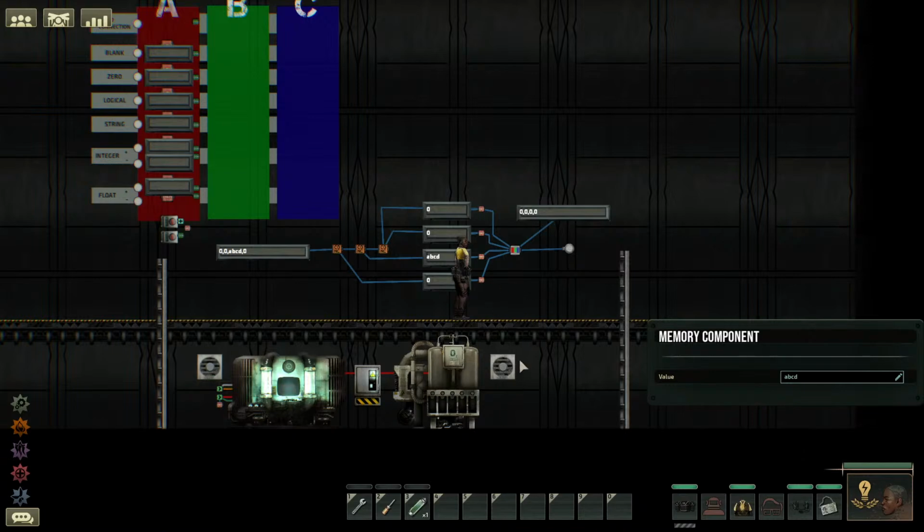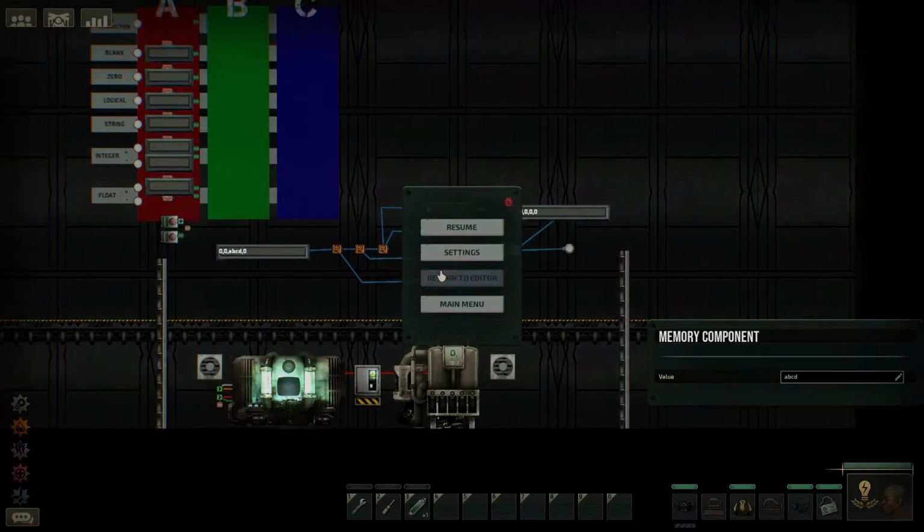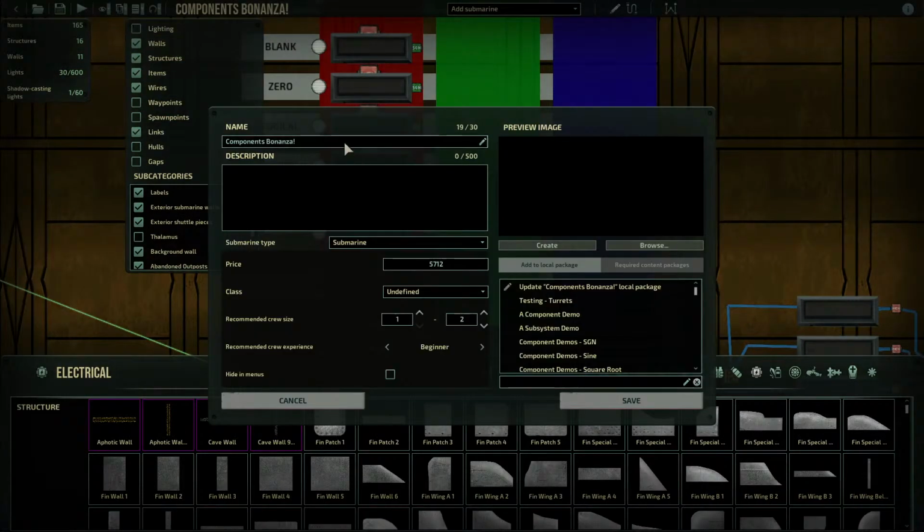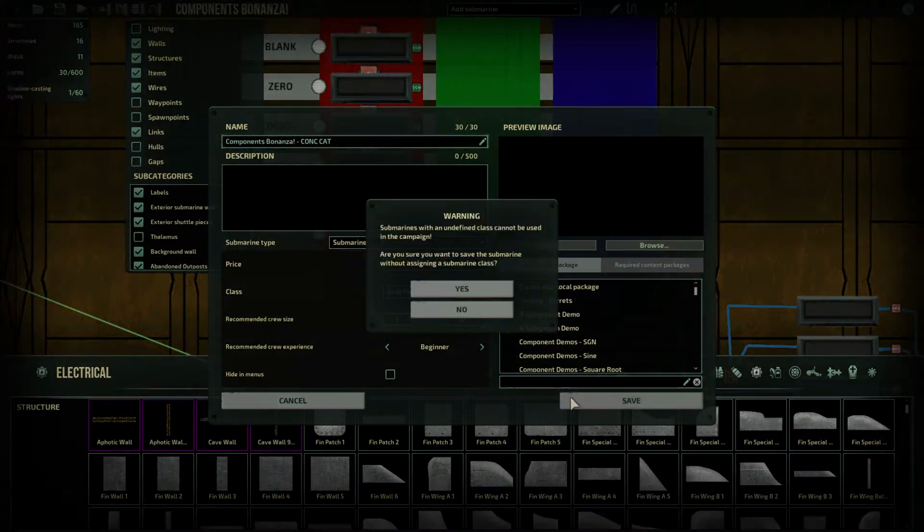Okay, I'm just gonna move on. Let's call this turn to editor. Save. We're gonna call it clear. Good. Okay, we'll save that there.